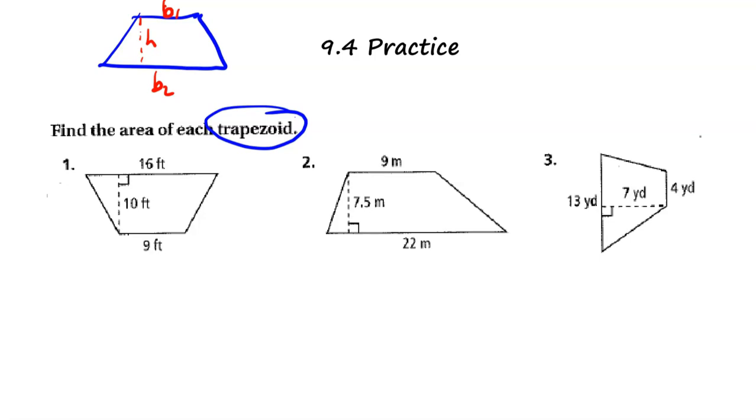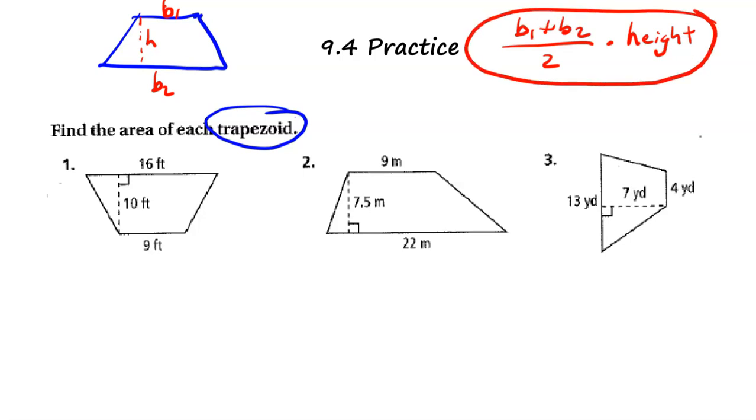All right. Sometimes it's turned sideways. For instance, like number 3, your bases are turned sideways. So you got to look for that. But the formula looks something like this. It's basically you add up the two bases, chop it in half, and then multiply it by the height. And that's the general formula for the area of a trapezoid.